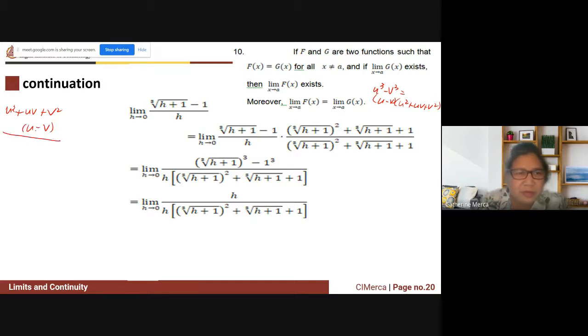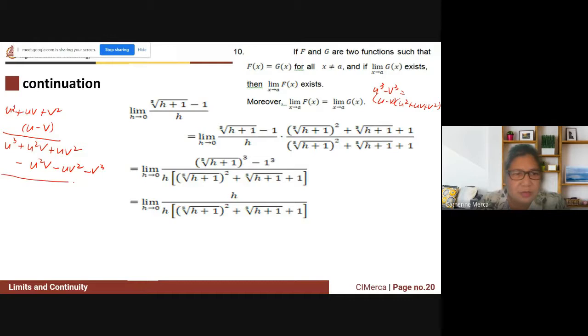So when you multiply u times u squared, you will have u cube. U times uv will have plus u squared v. U times v squared, you will have plus uv squared. And then minus v times u squared, you will have minus u squared v. Minus v times uv is minus uv squared. Then minus v times v squared is minus v cubed.